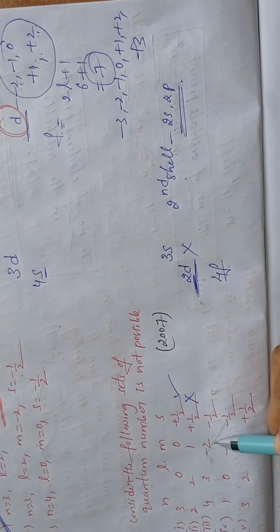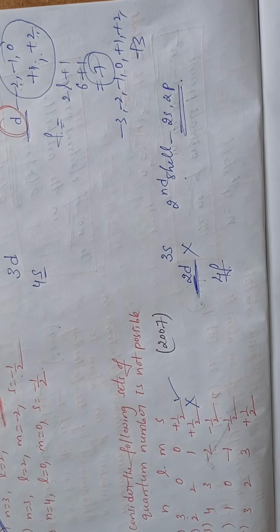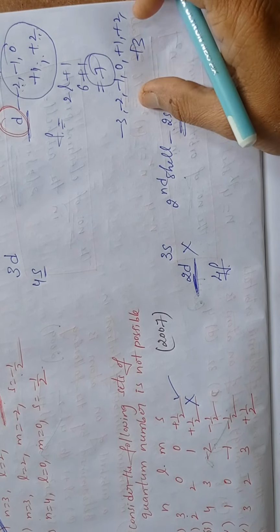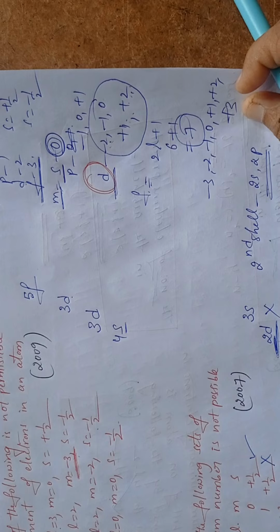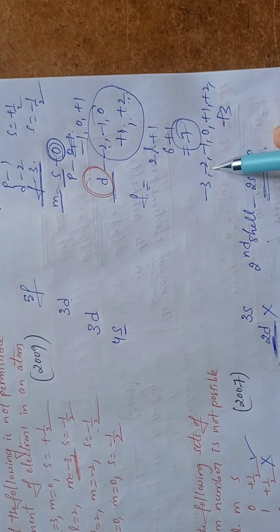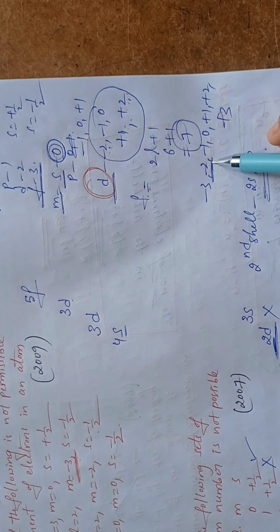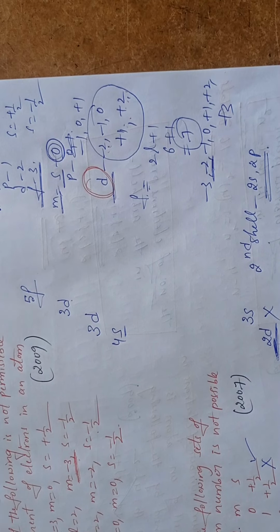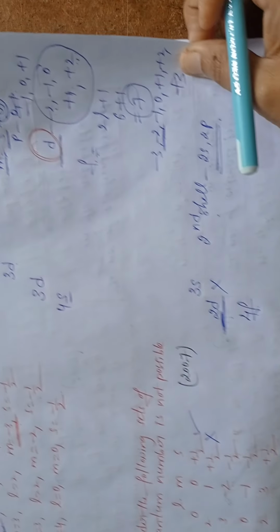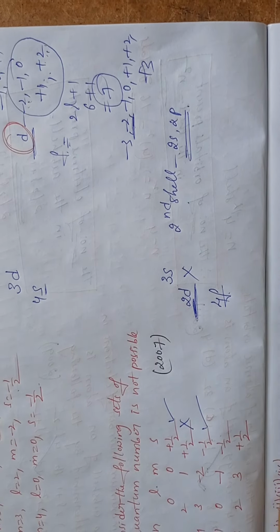Now see students, the value -2 is given. -2 is possible in the f subshell. Once you check the f subshell values, -2 is there. And plus or minus half is also possible for the spin quantum number. So this is correct, it is acceptable.